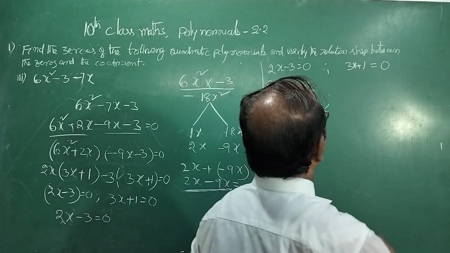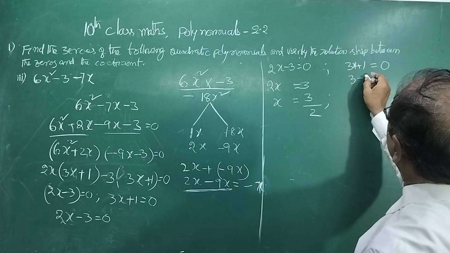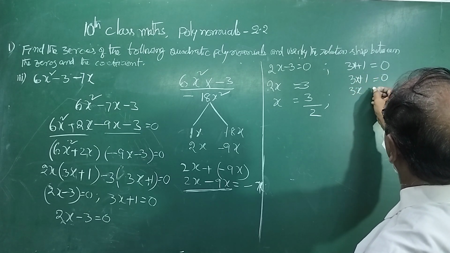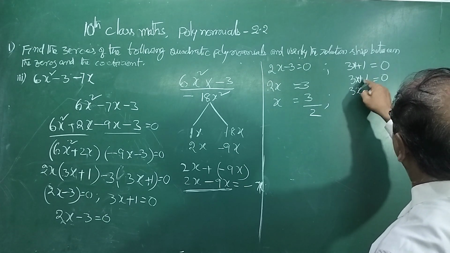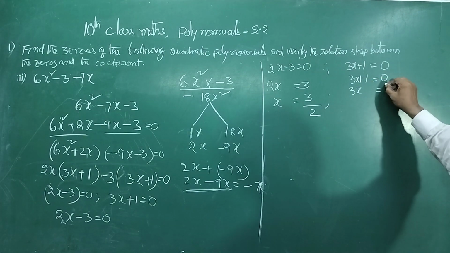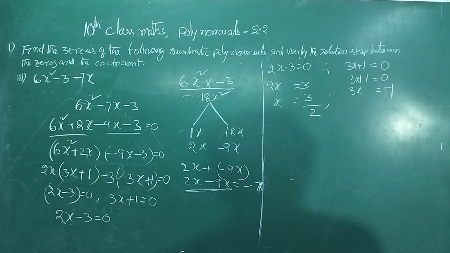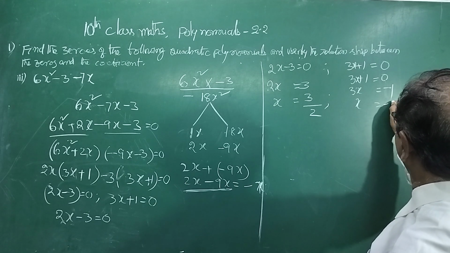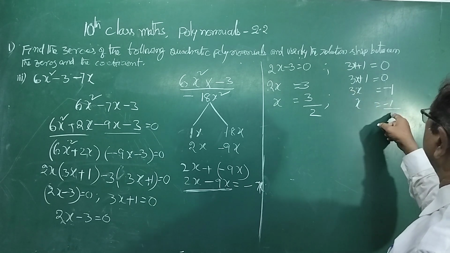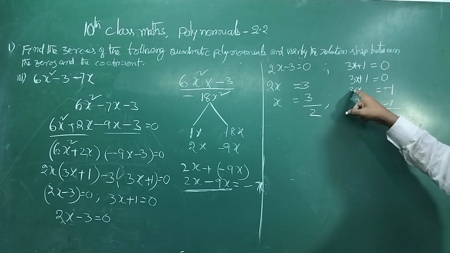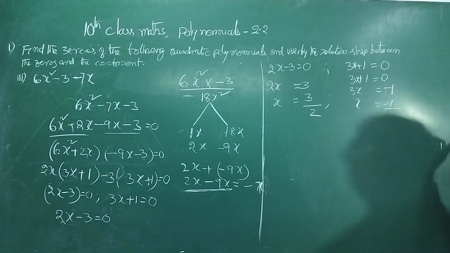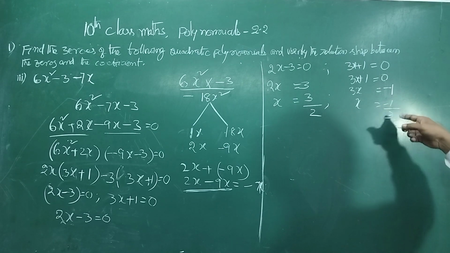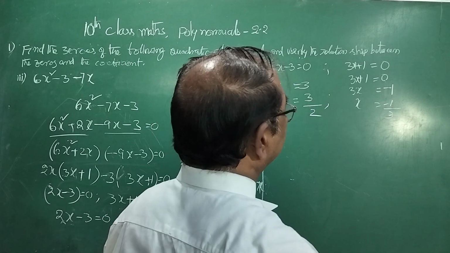Here 3x plus 1 is equal to 0. 3x is equal to plus 1, and when it comes to the other side of the equal sign it is minus 1. So 3x is equal to minus 1. x is equal to minus 1 by 3, because 3 into x has a multiplication symbol, and on the other side it becomes divided by 3. x is equal to minus 1 by 3.